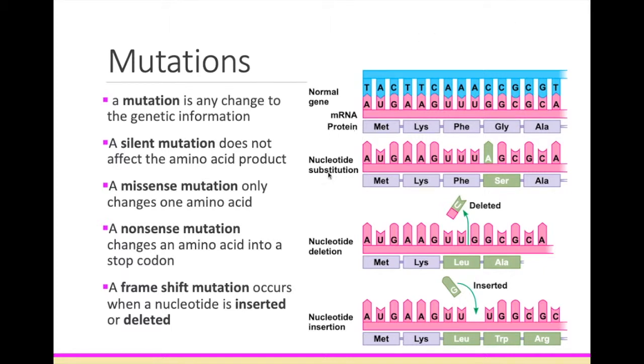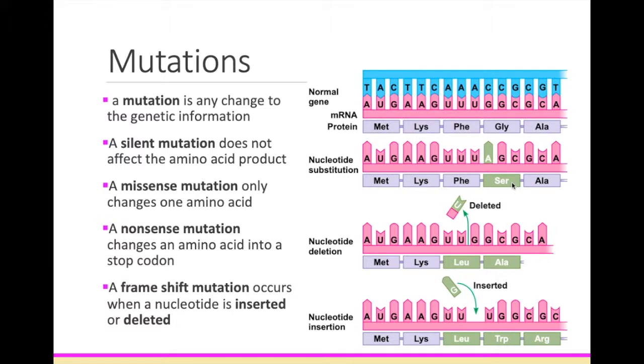A missense mutation is when the resulting protein only changes by one single amino acid. So in the picture on the right, you can see an example of a missense. The original non-mutated protein is supposed to read met, lys, phe, gly, and ala. However, there's a change where the C got changed to a T, and the resulting mRNA has an A now instead of a G. And so in this one spot, it's going to code for a different amino acid. So instead of glycine, we're going to get serine. The rest of the protein is still the same, except for this one amino acid.